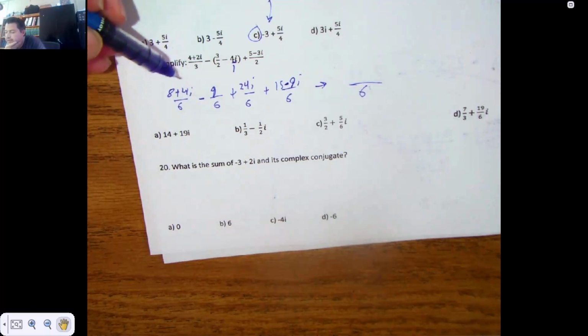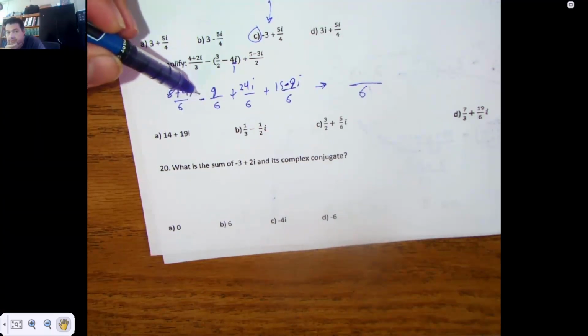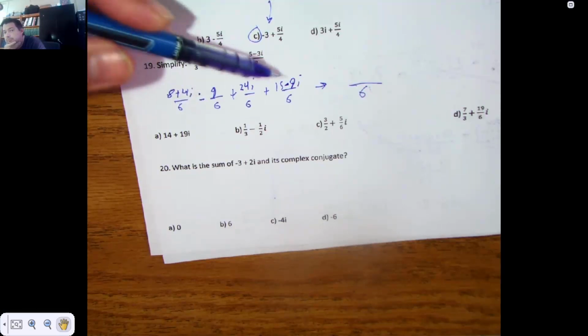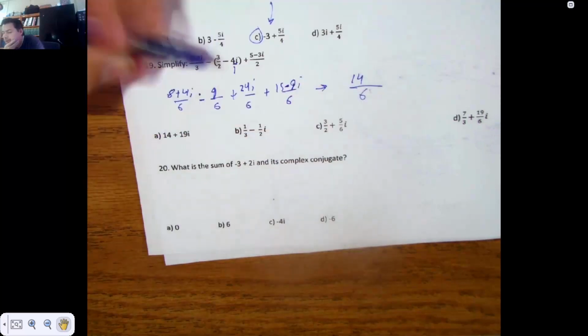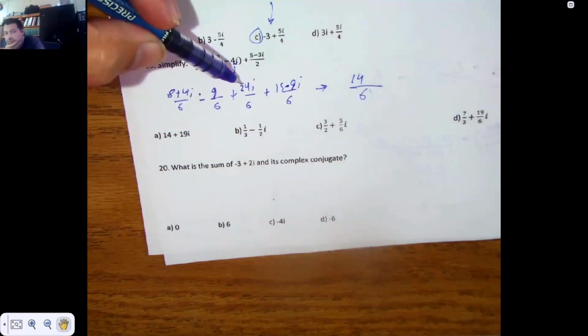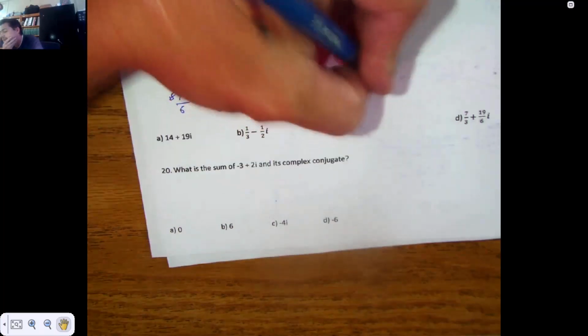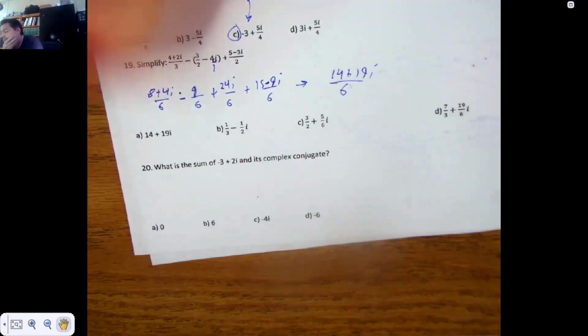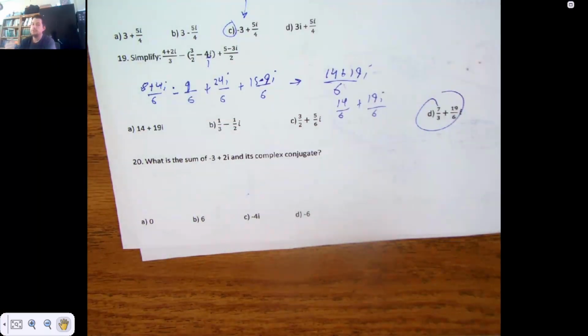I'm just going to focus on like terms. I have 8 minus 9, which is -1, plus 15, which is 14. I have 4i plus 24i, which is 28i, minus 9i, which is plus 19i. So I break apart. 14 over 6 is 7/3, divisible by 2.